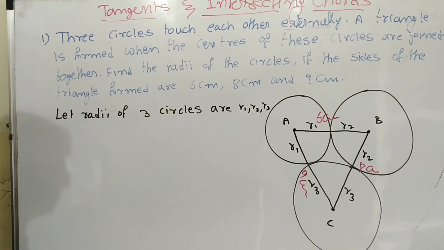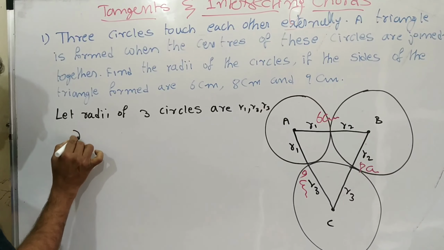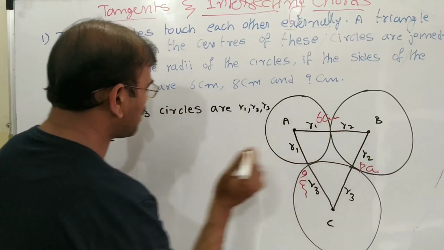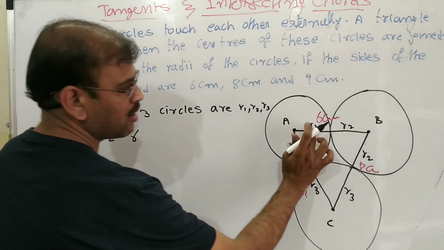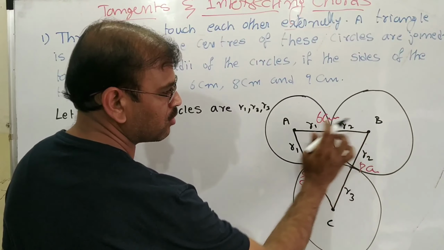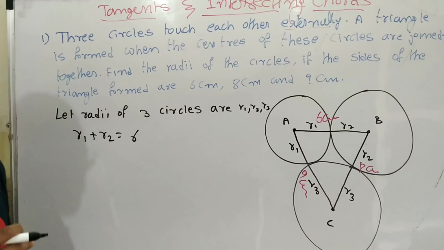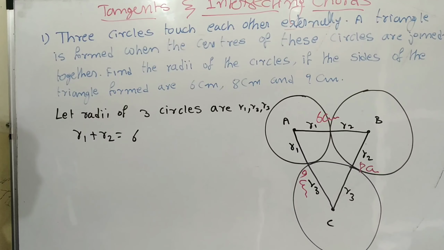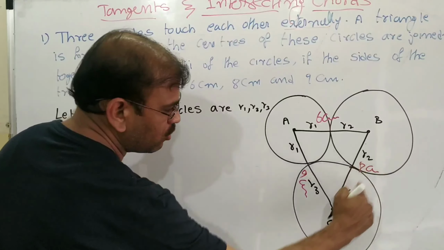Now we'll simplify it. Now listen carefully. R1 plus R2. R1 plus R2 is how much? It is 6, because this is R1 plus R2. That means it is the length of AB. That is forming as 6 centimeter. Now similarly, R2 plus R3.